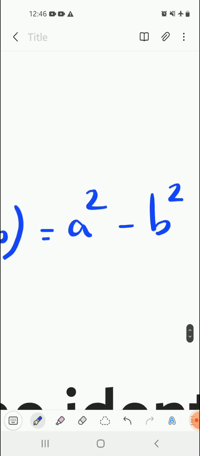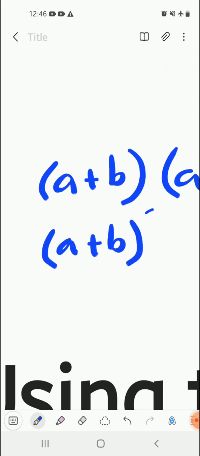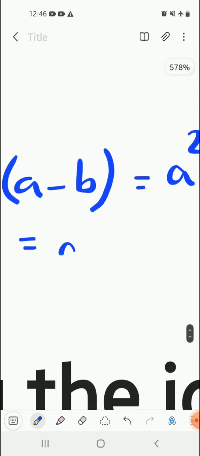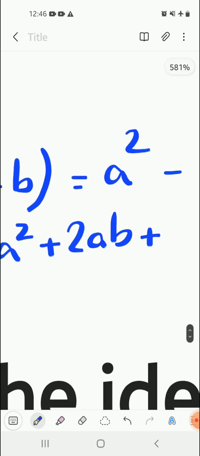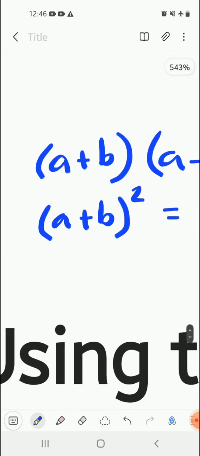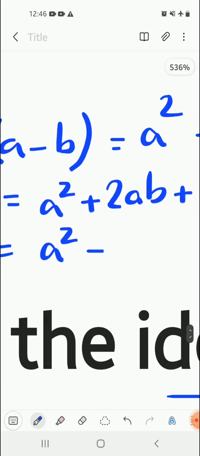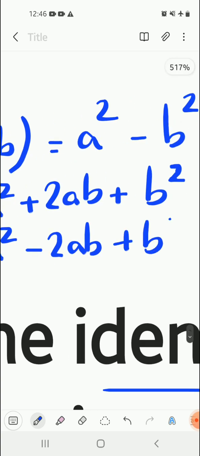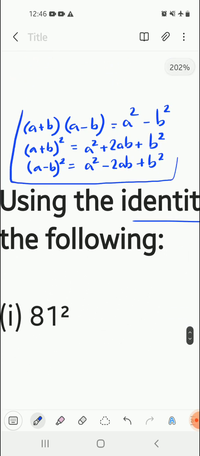square. Then we have formulas such as (a plus b) whole square is equal to a square plus 2ab plus b square. Another one, (a minus b) whole square is equal to a square, minus 2ab plus b square. It's the same as the previous one, only minus we will be using here. So these are the most basic three algebraic identities that we must know.